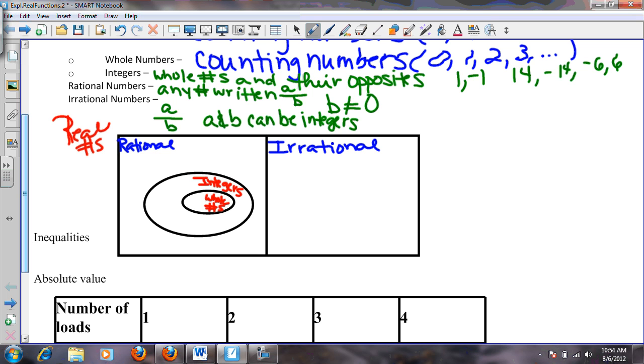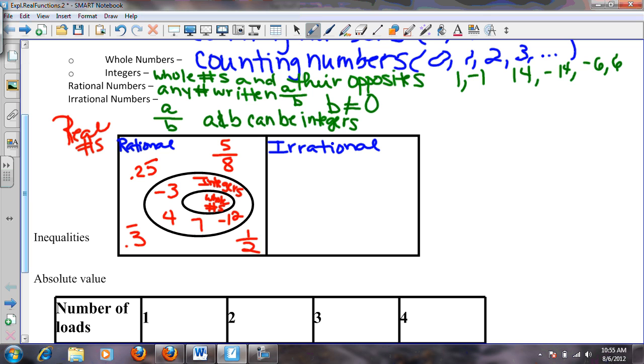So for rational numbers, we have 5/8 would be a rational number. 25/100 would be a rational number. 3/10 repeating would be a rational number. 1/2 is a rational number. Integers: -3, 4, 7, -12. Whole numbers, you know what those are.